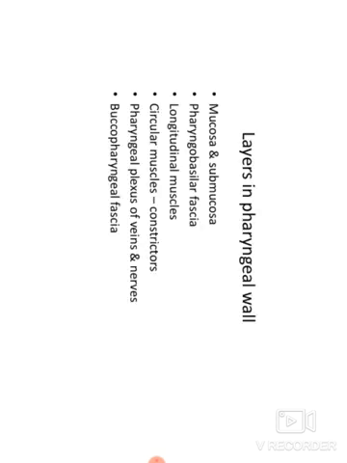Then coming to the layers of the pharynx, from inner to outer, the innermost layer is the mucosa, which is lined with epithelium. The nasopharynx is lined with pseudostratified ciliated columnar epithelium. The oropharynx and laryngopharynx are lined with stratified squamous non-keratinized epithelium. Then we'll get the pharyngobasilar fascia. I already told you it extends from the base of the skull to the upper part of the superior constrictor muscle. Then we'll get the muscles. Here there are the inner longitudinal and the outer circular muscles. Circular muscles are called the constrictors. Then over the muscles we'll get the pharyngeal plexus of veins and nerves. Then outermost we'll get the buccopharyngeal fascia.